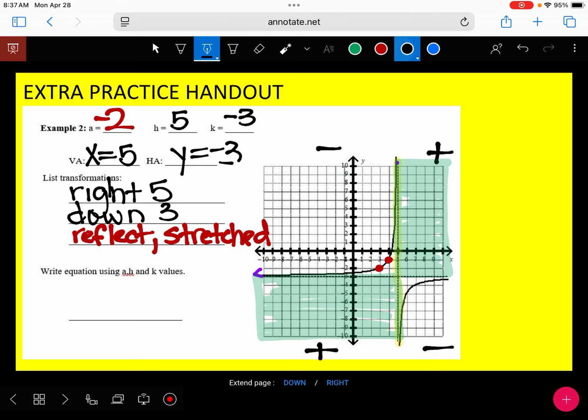So when we write our equation, y equals, make your fraction bar. Now A always goes upstairs. And because A is -2, I'm going to put that upstairs. H always goes downstairs, but we flip the sign. So I'm not going to put x plus 5. I'm going to put x minus 5. And then your K value goes in the back.